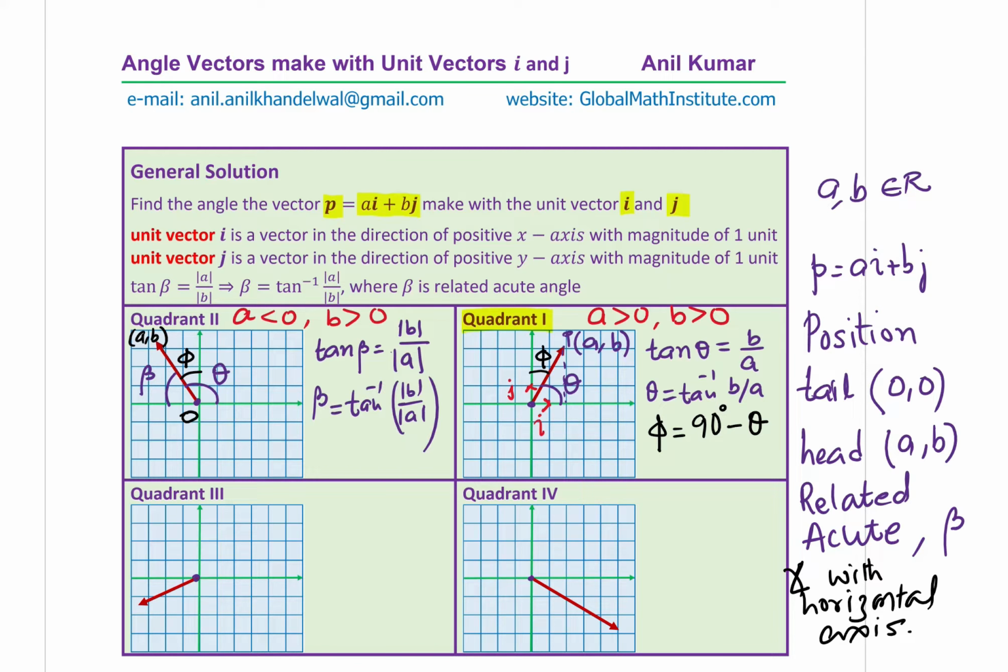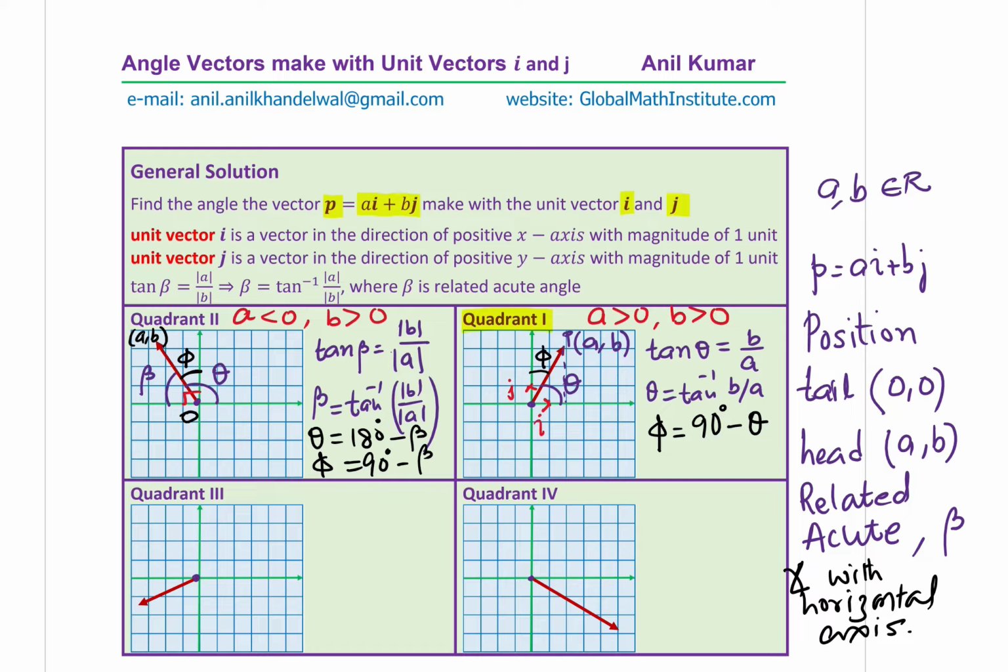From here we can find theta. In this case, theta is going to be 180 degrees minus beta, and angle phi is going to be 90 degrees minus beta. I hope that makes sense, right? So phi will be 90 minus beta, since this angle here is 90 degrees, and theta will be 180 degrees minus beta. So if the vector is in quadrant 2, first find the related acute angle and then adjust for the answers. That is our strategy. Perfect.